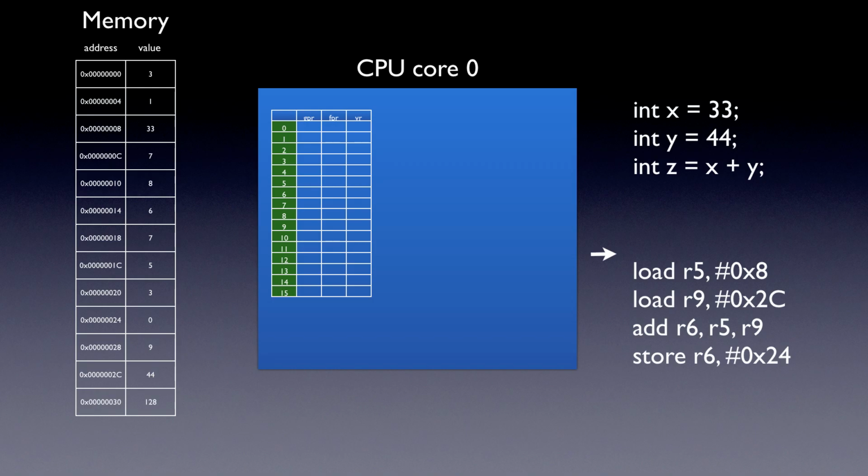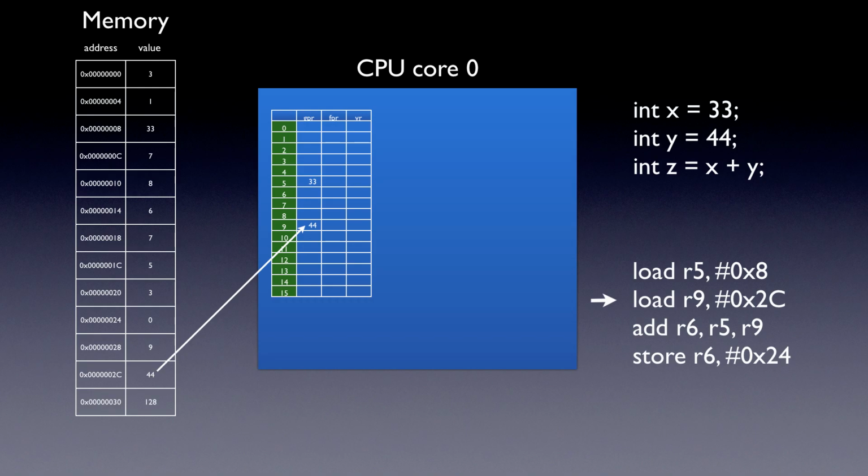So first thing we're going to do is we're going to take what's at address 8, and we're going to load whatever value is stored there into register R5. So now, as you can see, register R5 now contains the value 33. We're going to do the same thing for whatever happens to be stored at 2C, which looks like it might be 44. Okay, going to load 44 in.